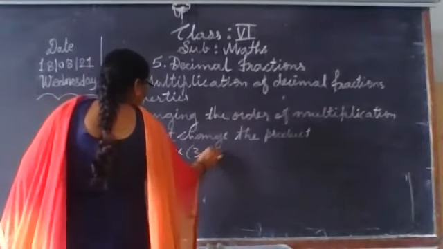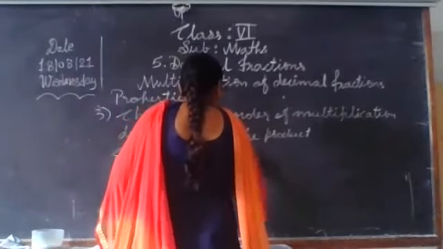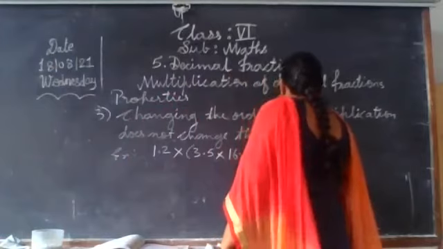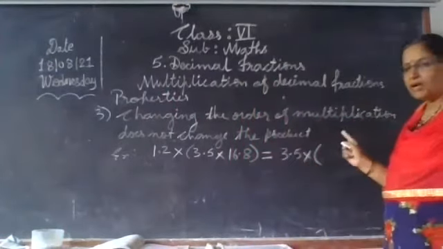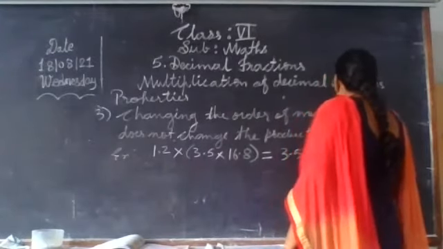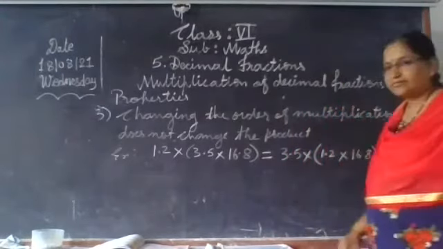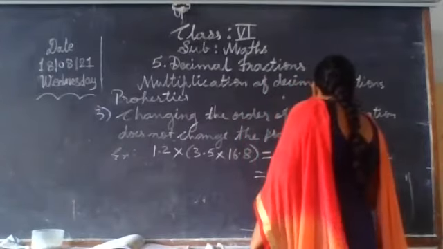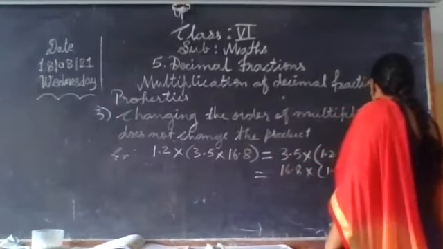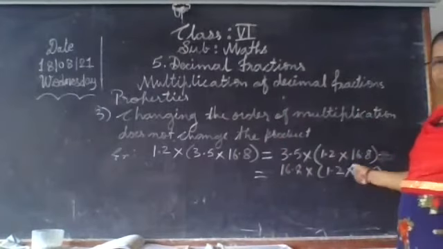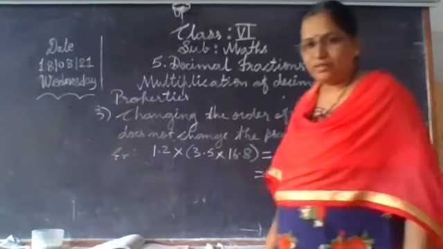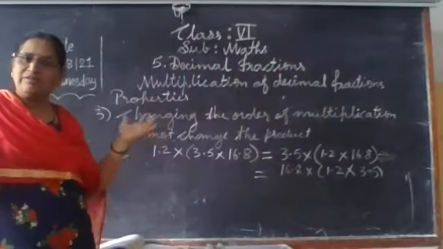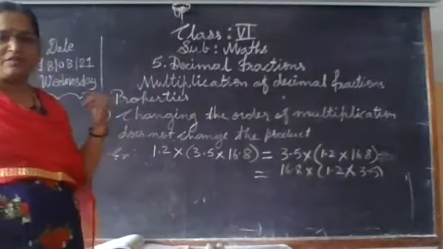1.2 multiplied by 3.5 multiplied by 16.8 is equal to, the product of 3 fractions is equal to 3.5 multiplied by, now here I am changing the order of multiplication, 1.2 multiplied by 16.8, and is equal to 16.8 multiplied by 1.2 and 3.5. So you have to try this multiplication and see whether the answers of these 3 are the same or not. So in the multiplication, beta, you can change the order of multiplication of decimal fractions, and every time you will get the same answer or the same product.